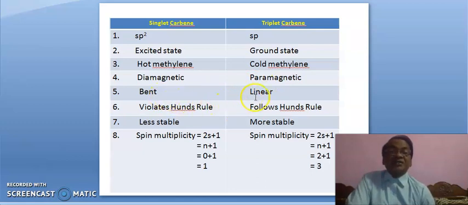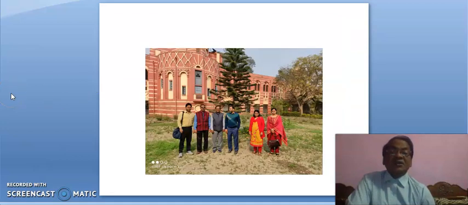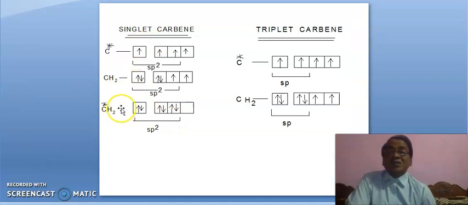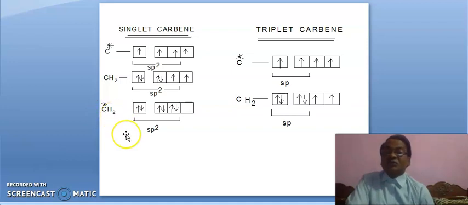Singlet carbene is bent and triplet carbene is linear. CH2 singlet carbene is bent. Why? sp2 hybridization is here. So the bond angle between the two carbon-hydrogen bonds should be 120 degrees, but due to this unpaired electron, the bond angle is forced to reduce to 103 degrees. It is bent, it is angular, and accurately you should know the bond angle is 103 degrees.